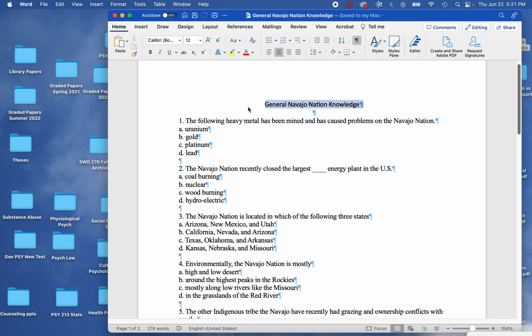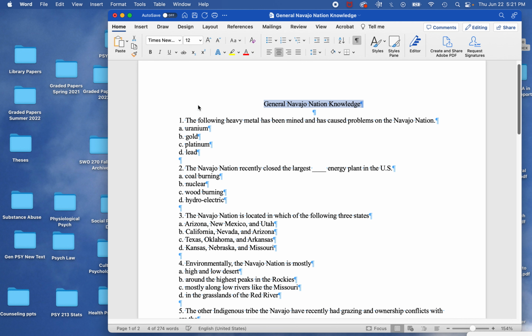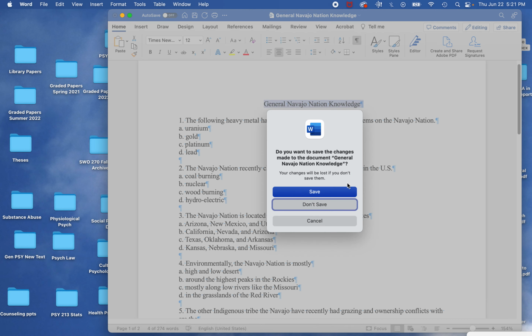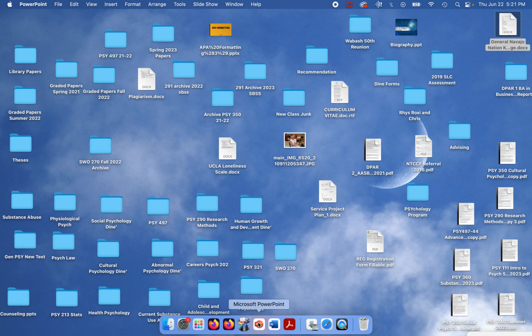Here, let me switch this. Calibri. Oh, there we go. Times New Roman. I like that much better. Save. Yeah, let's save it. Okay. Split-half method. So that's what we would have to do.